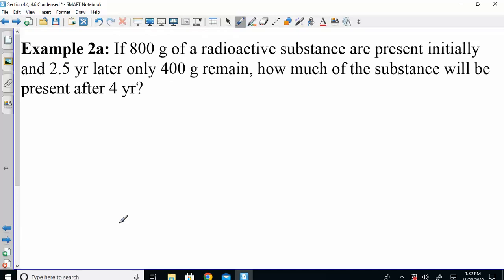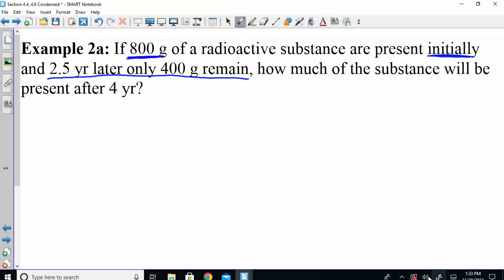Okay, here's our example. You can abbreviate if you need to. The key things, if you're jotting this down: we have 800 grams of a substance initially, and 2.5 years later, we only have 400 grams. How much will be present after 4 years? So we start with 800. In 2.5 years, we only have 400. I want to know how much will be there after 4 years.